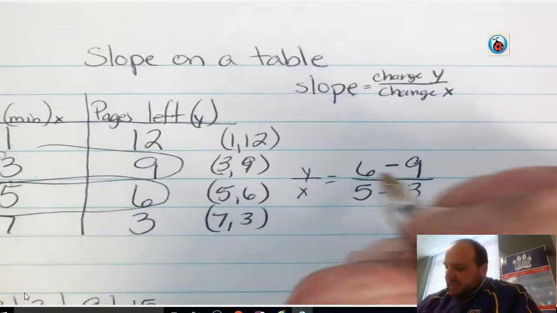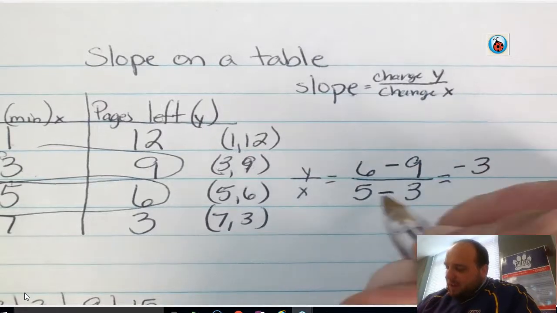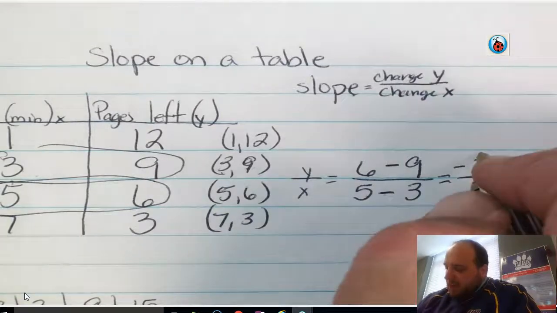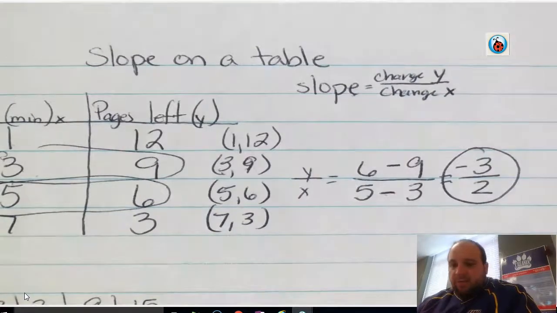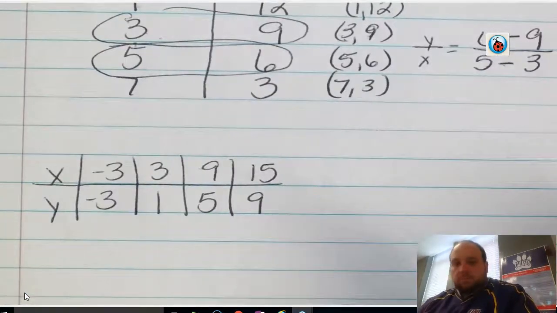Okay, so now I'm going to do the math on this problem. 6 minus 9 gives me -3. 5 minus 3 gives me 2. So my slope is -3 over 2. All right, so let's go ahead and show another one.